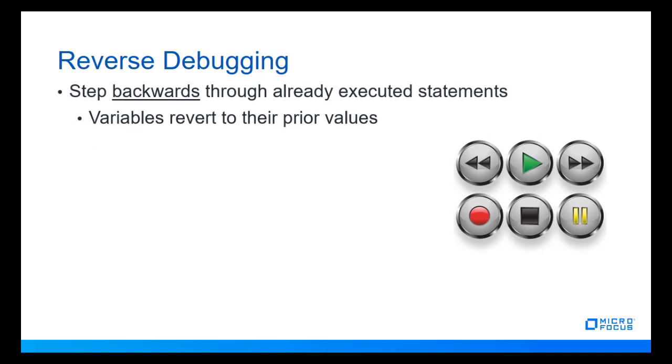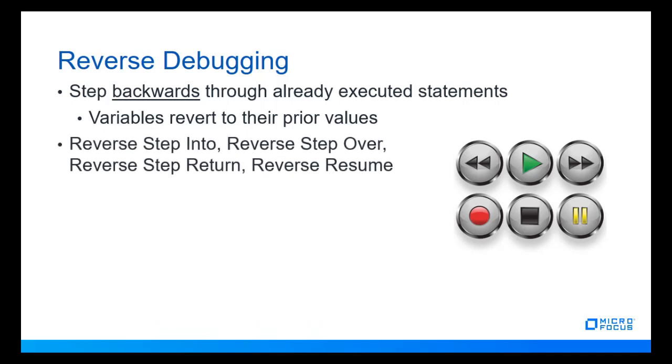The reverse debugging feature allows you, while debugging a program, to step backwards through previously executed statements. As you do, variable values shown in the debugger change back to their prior values. When running in this mode, the debugger shows additional reverse versions of debugger transport options. So there is a reverse step into, reverse step over, reverse step return, and reverse resume.